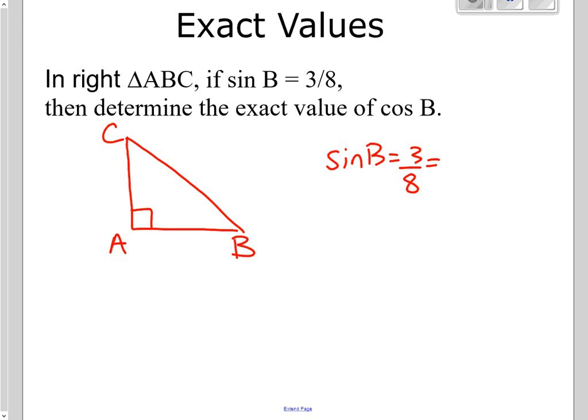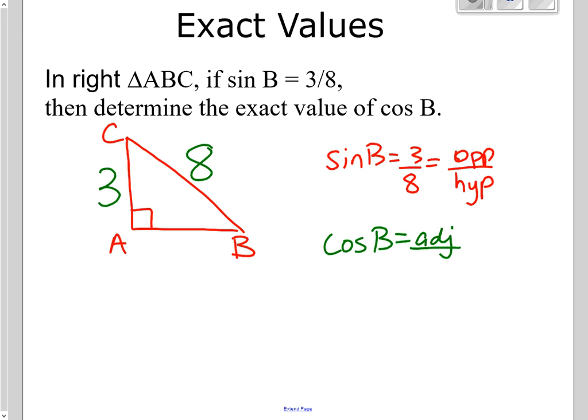Well, I know sine in a right triangle is always equal to opposite over hypotenuse. So that must mean that my opposite side of B must be 3 and my hypotenuse must be an 8. What they're asking for me to find is the cos value of B, which I know is my adjacent side over my hypotenuse. So I have my hypotenuse, it's 8. But I need to figure out what this missing side is right here, which is my adjacent side to angle B. This is the angle that we're looking at.